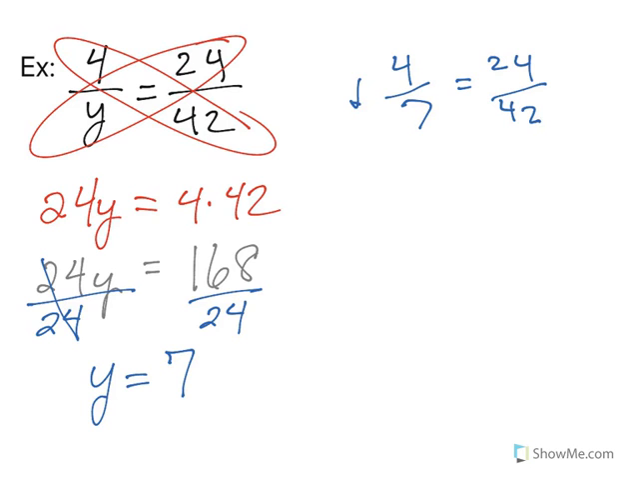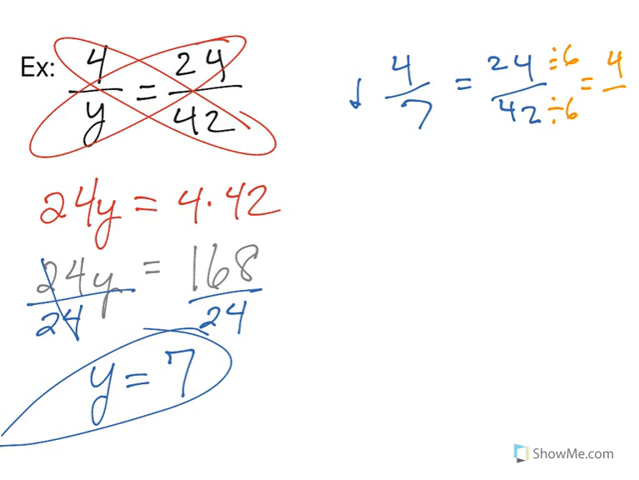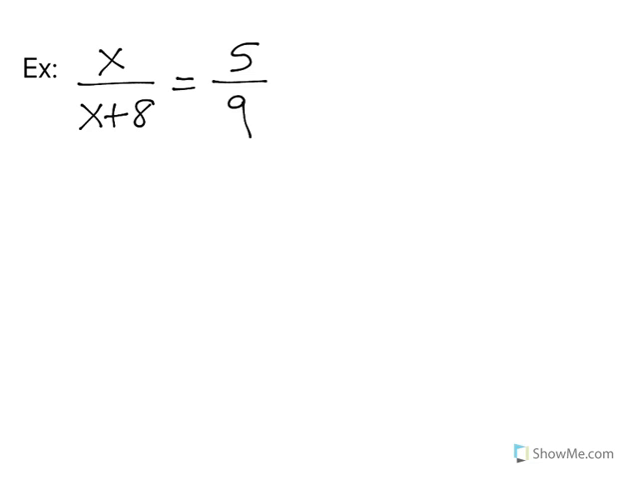Does 4 over 7 equal 24 over 42? Well, this side is already reduced, right? So 24 over 42, these are both reducible by 6. 24 divided by 6 is 4. 42 divided by 6 is 7. Yep, it checks.